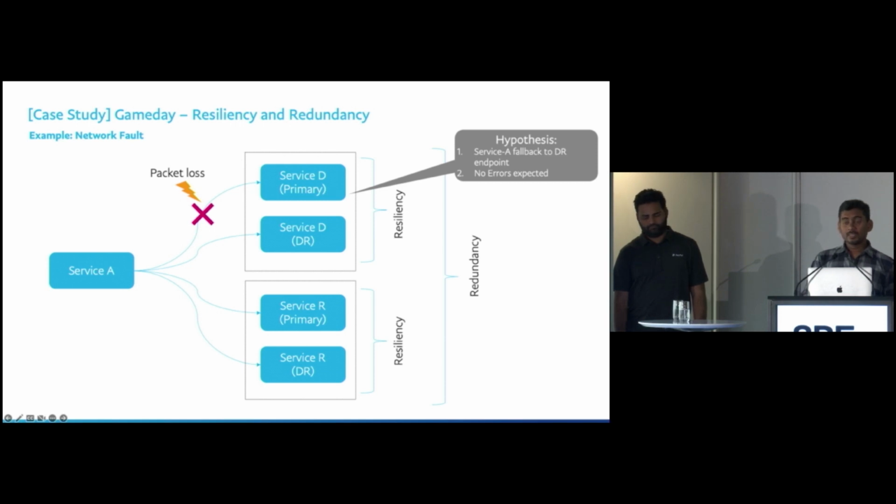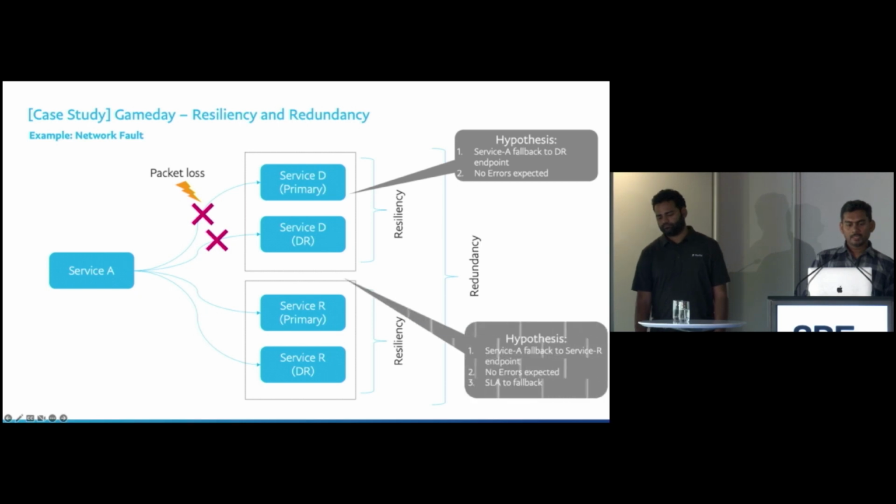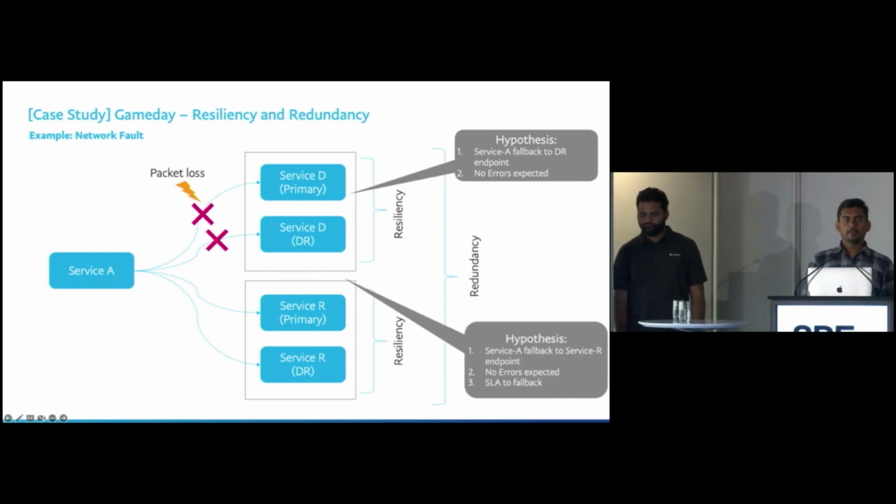Now, the second scenario we'd like to look at is where we bring down the service D DR endpoint as well, and we want to see how service A reacts. Does it fall back to service R, which is our redundancy, or not? In this case, the hypothesis is obviously that service A should fall back, and no errors are expected. Another example hypothesis is the time it took to fall back: it shouldn't cross our SLA for this fallback.